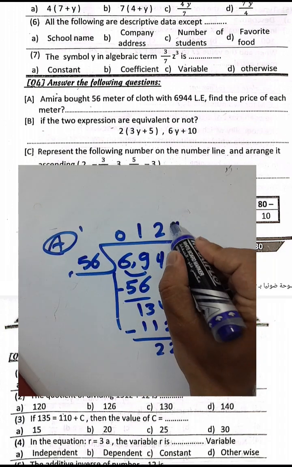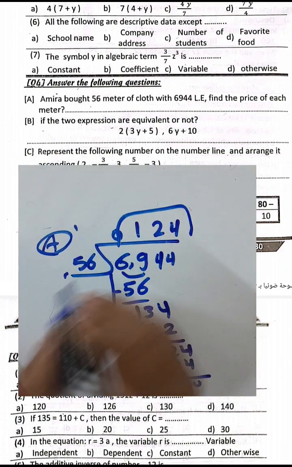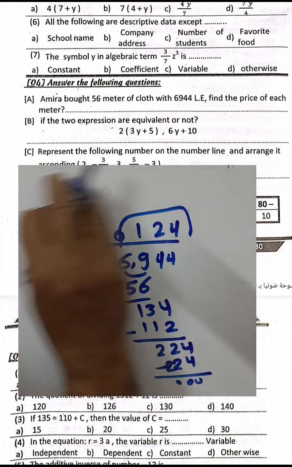Write 4. 4 times 6 equals 24. Write 4 and carry 2. 4 times 5 is 20, 20 plus 2 equals 22. Then the result here will be 124.